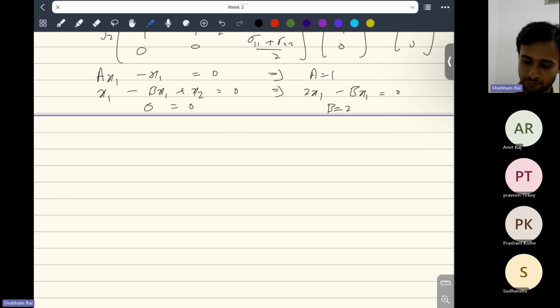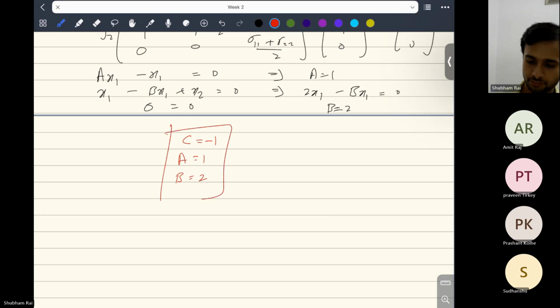Okay, so now you have the value of all three. So C is 1, minus 1, A is 1, and B is 2. That's how we can find. Let's go to the next question.